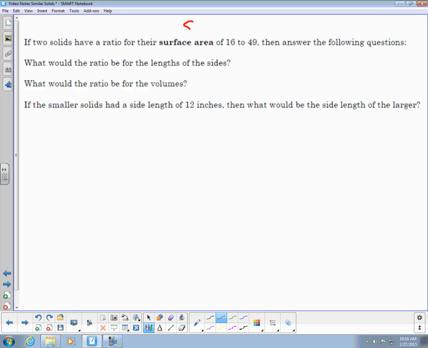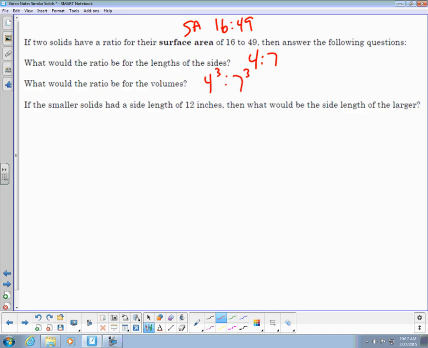All right, so this is surface area, and it's 16 to 49. So side lengths, if that's units squared, I've got to square root that, and that gives me 4 to 7. Now volume, I can't use surface area to get to volume. If you mistakenly do that, you're going to have a lot of problems. We've got to use the side ratio. So that's 4 to the third power and 7 to the third power.